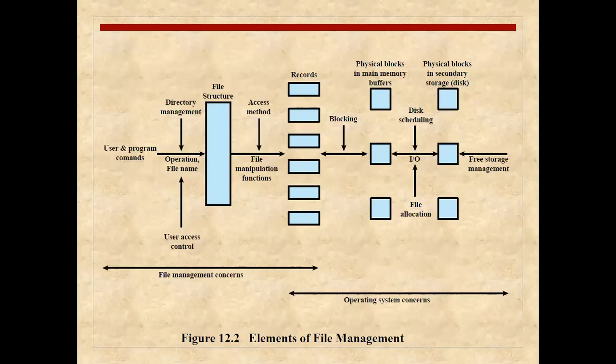Now these are the elements of file management. That is not that much important, but you can easily understand. User and program commands are there. Then directory management is there. Some operation, file name you will be providing. User access control is here. Then your file structure is here. How you are storing your files in the system, how you are accessing your files, that you can say access methods.